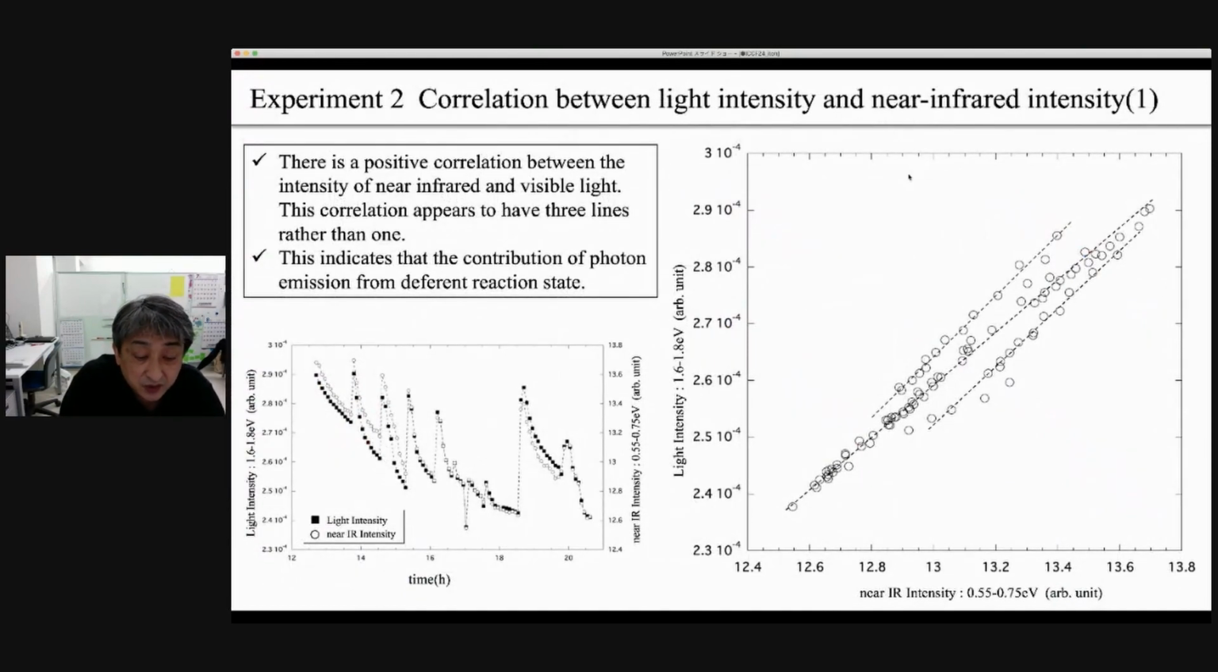Next, we show the results of a detailed analysis of the heat burst. This is the intensity of the visible light and the infrared intensity. This figure shows a correlation between near-infrared intensity and visible light intensity. There is a positive correlation between the near-infrared and visible light intensity. And the correlation appears as three lines rather than one. This indicates the contribution of photon emission from different reaction rates.